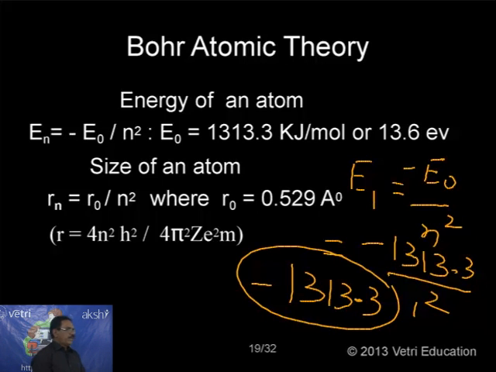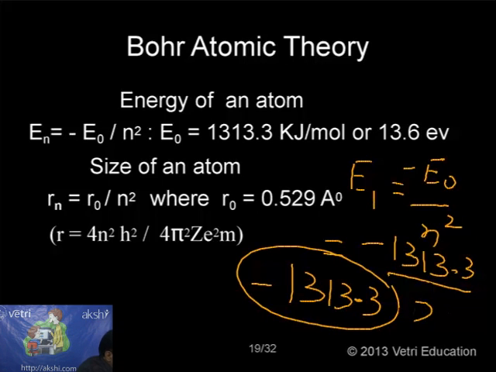Suppose the electron is present in the second level, what will happen now? Instead of 1 square here, I can now write 2 square here.